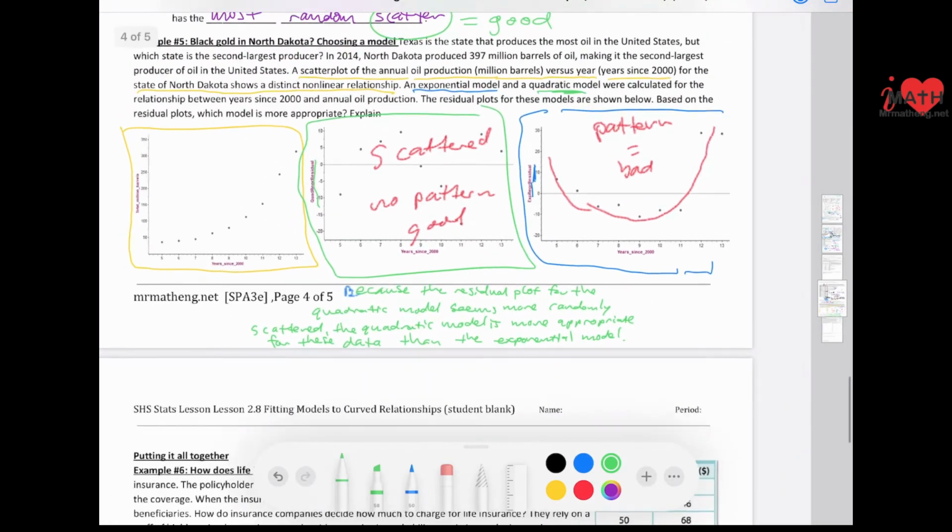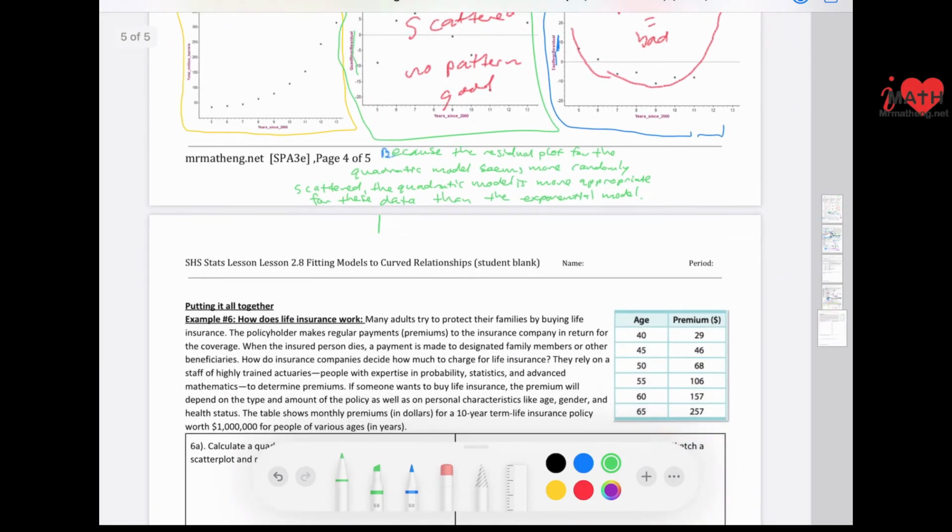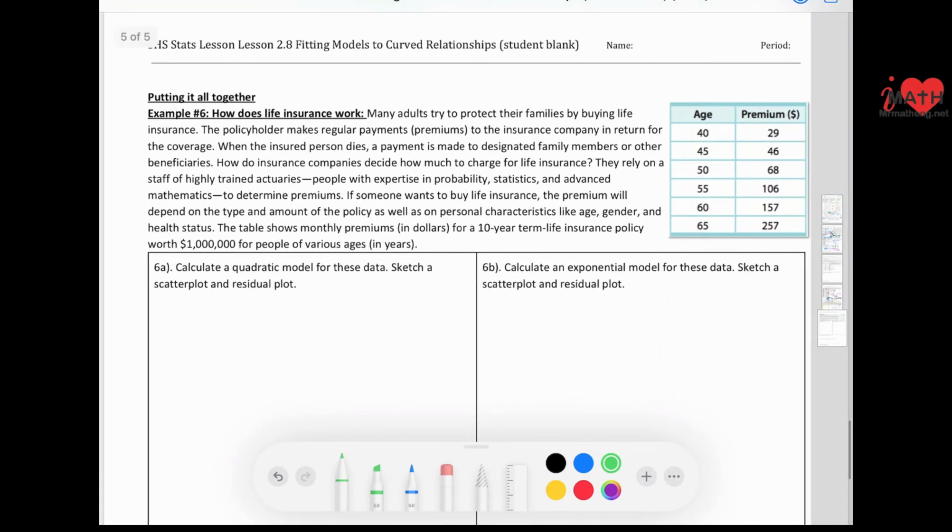So, how do you know which one to pick? Look at the residuals. If you see a pattern, then it's bad. If you see no pattern and it's scattered, that is good. Go ahead and try number 6, which is putting all of our learning targets together. You do it, and then I'll go over it.